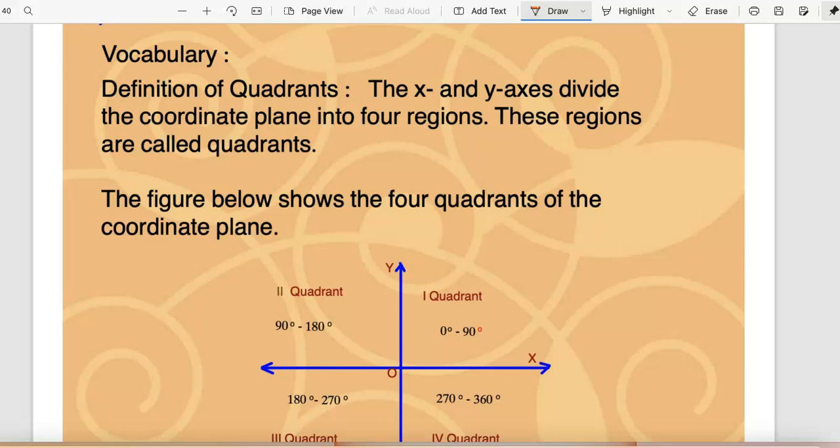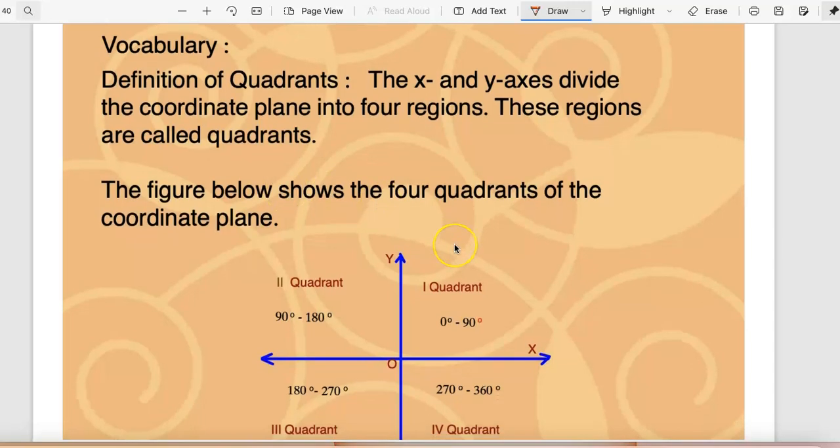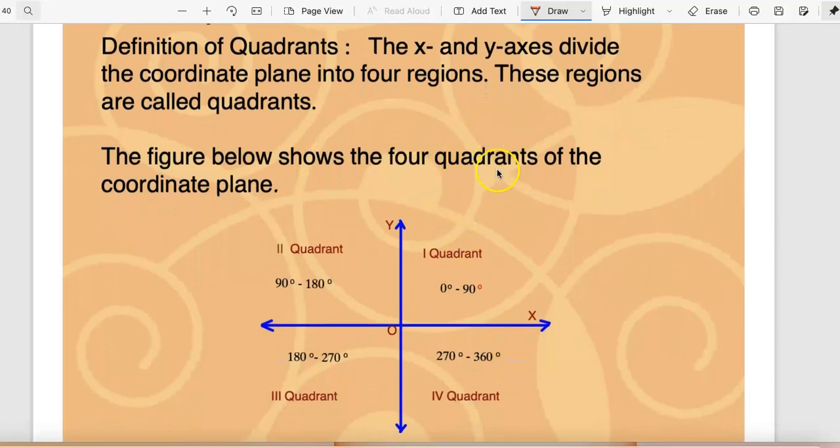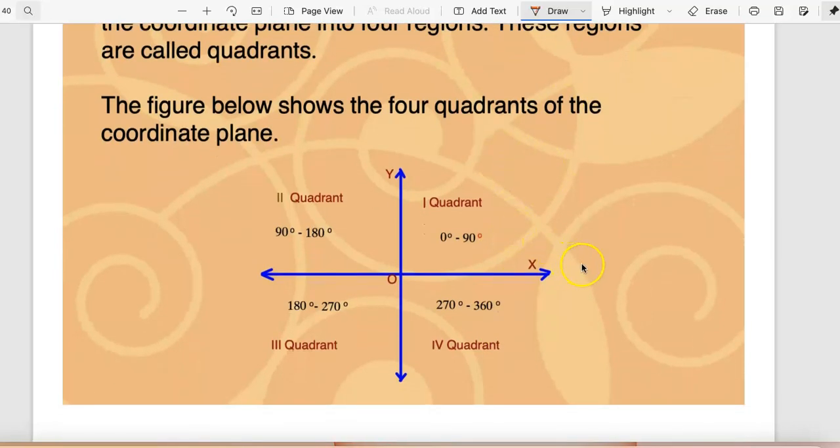All right, let's talk about quadrants. What are quadrants? The x and y axes divide the coordinate plane into four regions. Look where I've divided four regions. These regions are called quadrants. So the picture given below shows you the four quadrants in the coordinate plane.